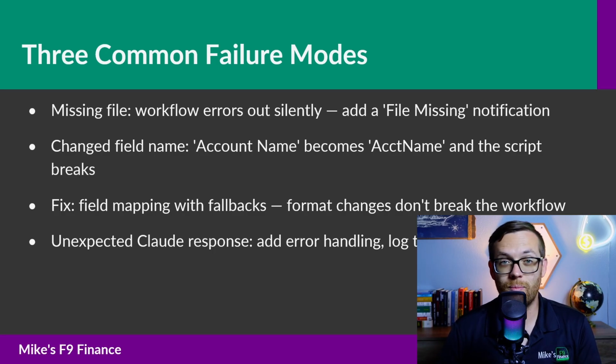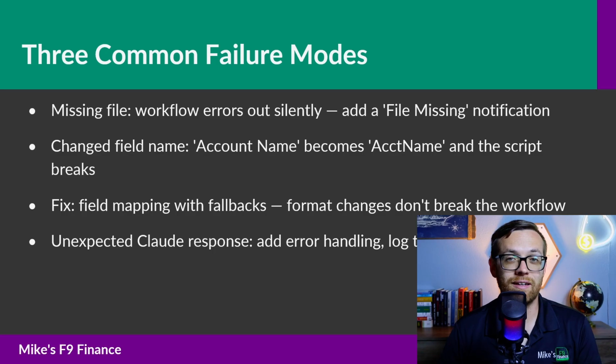Changed field name. Your bank changed the export format. The column was called account name and now it's acct name. The script that reads it breaks. Claude gets the wrong data or no data at all. The fix here is to build field mapping with fallbacks. Tell the workflow, first look for the column called account name. If that doesn't exist, look for names that are 80% related. With fallbacks, one small format change doesn't blow up the workflow.